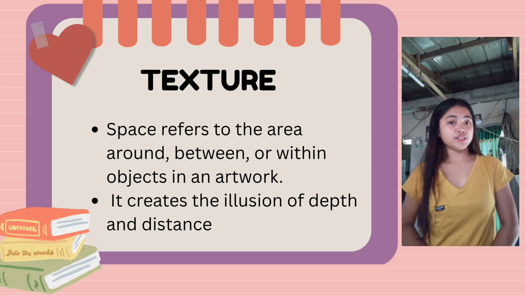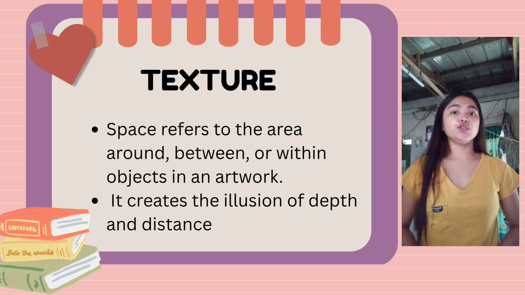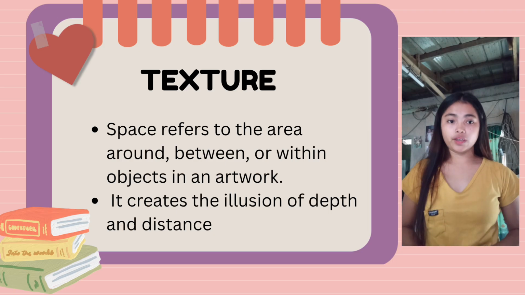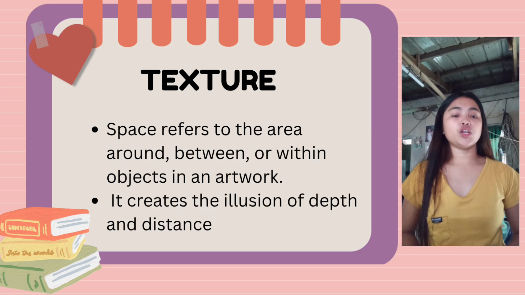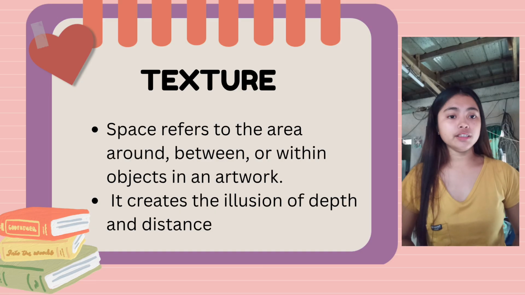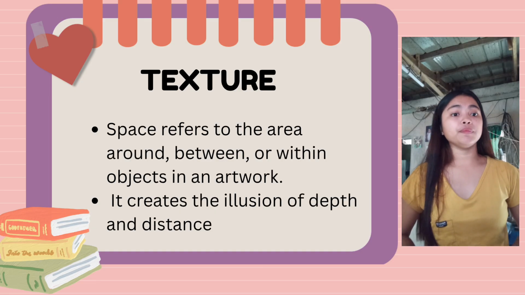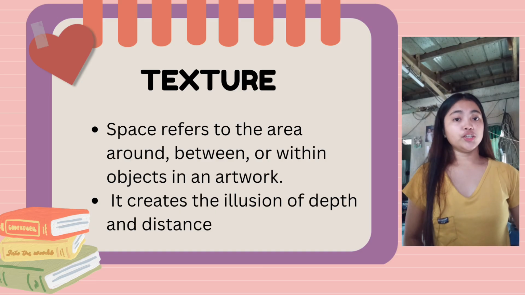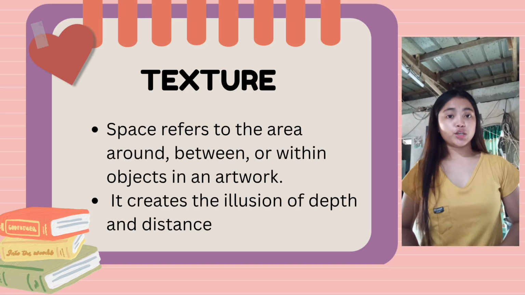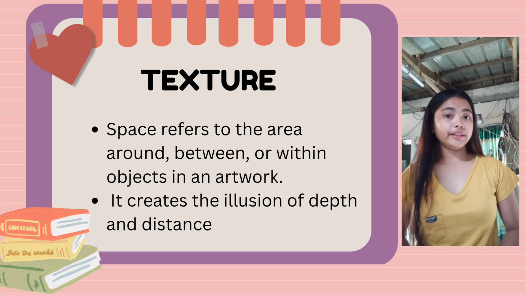So the last element of art is the texture. So the texture is the surface quality of an object. It can be real, felt by touch, or implied, seen by the eyes. So now, let's see the texture in the picture or painting.